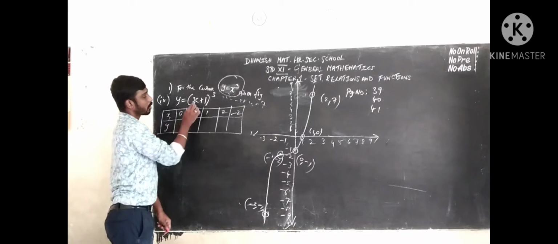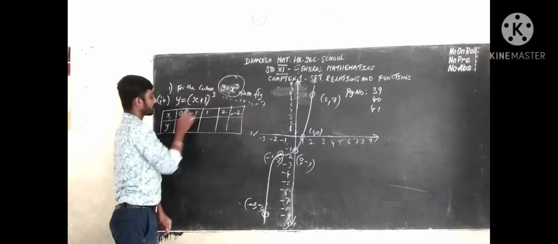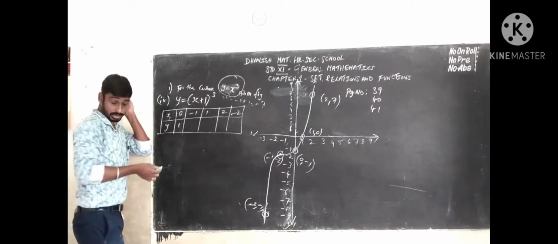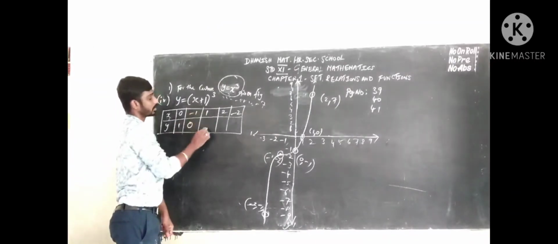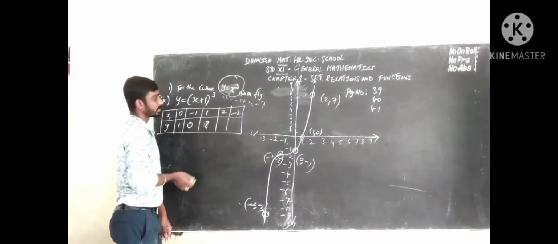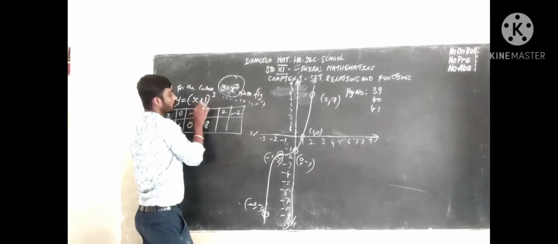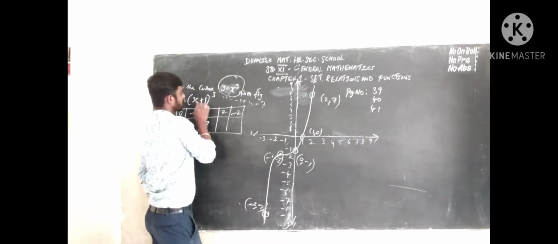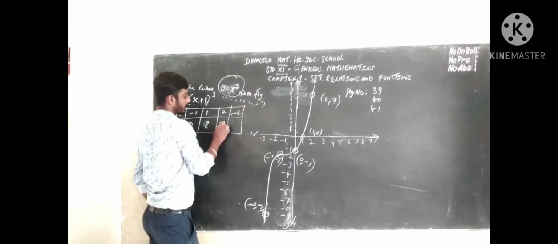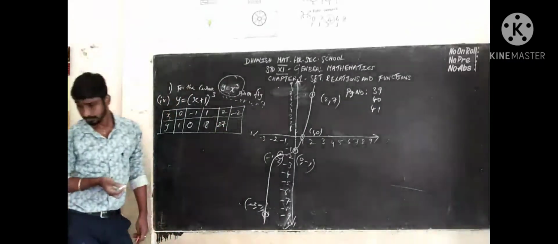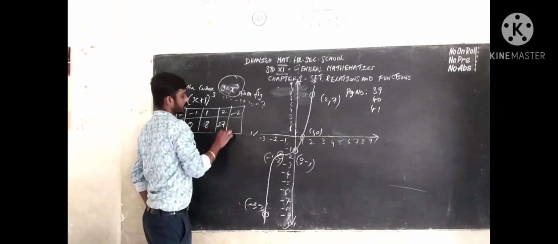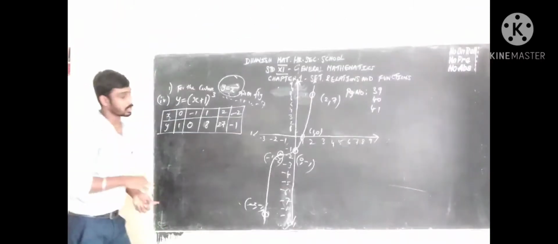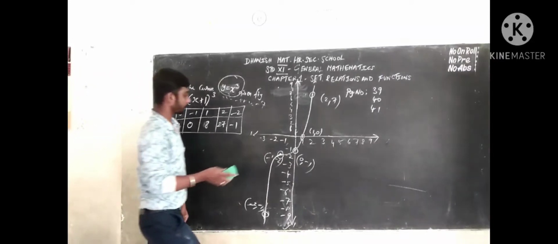So listen, substituting 0 plus 1 gives 1, cube is 1. Minus 1 plus 1 is 0, the answer is 0. Substituting 1, that will be 2 cube, the value will be 8. Then 2 plus 1 is 3, 3 cube will be 27. Then for minus 2, plus 1 gives minus 1, the answer is minus 1. So now we are going to draw the graph.